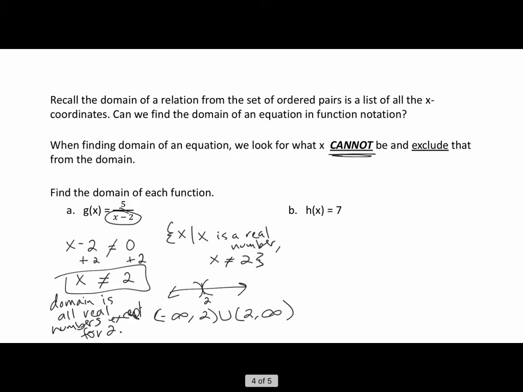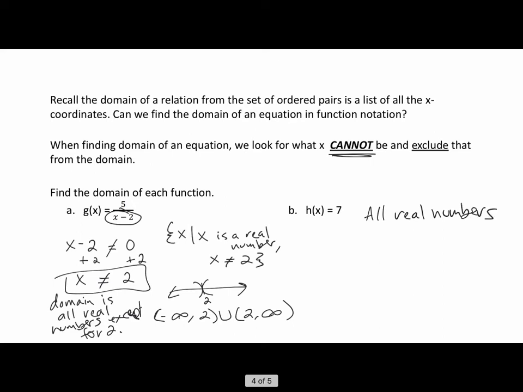B is a little bit, maybe even trickier because it just says h of x equals 7. So I do get people who say, oh, the domain is 7, right? Well, no, because the domain is the input, not the output. The domain is the x values. So what can I put in for x? There is no x, which means I can put anything that I want and I'll still get 7 out, right? So that shows us that the domain here is all real numbers.